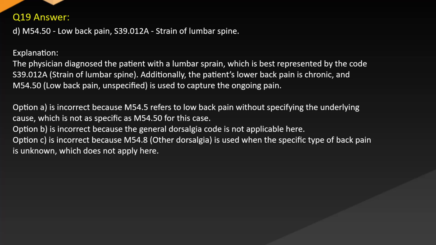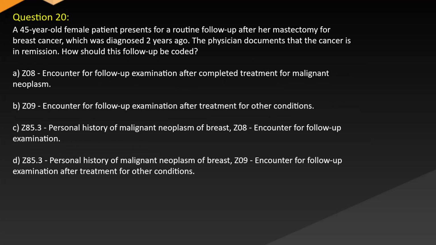Option B is incorrect because the general dorsalgia code is not applicable here. Option C is incorrect because M54.8, other dorsalgia, is used when the specific type of back pain is unknown, which does not apply here. Question 20.